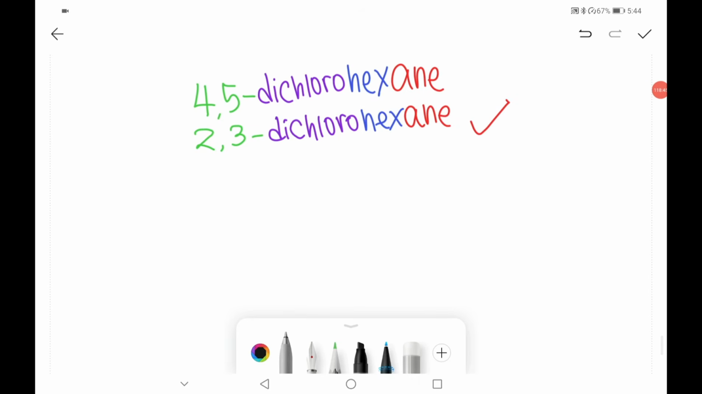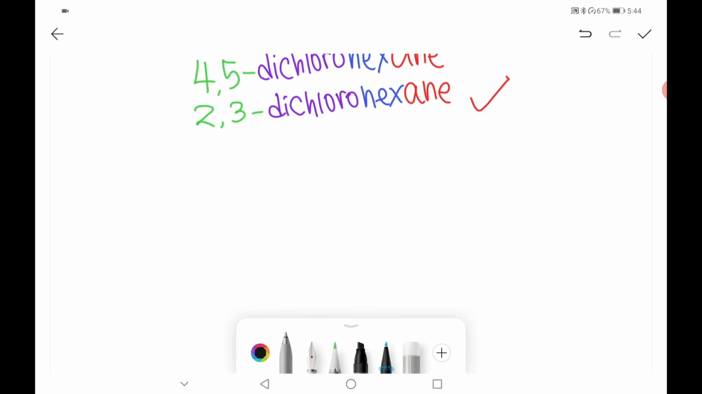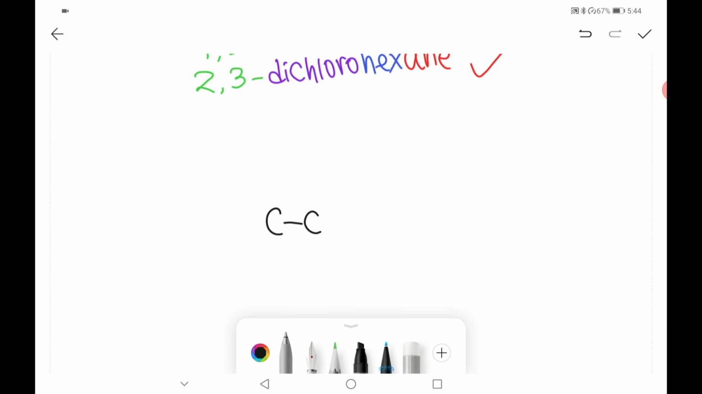Okay, so we will go for one more example. Let's go for another example like this.